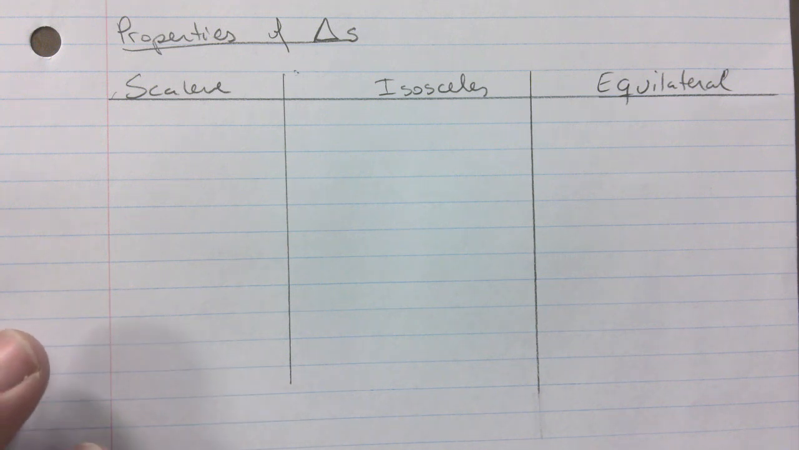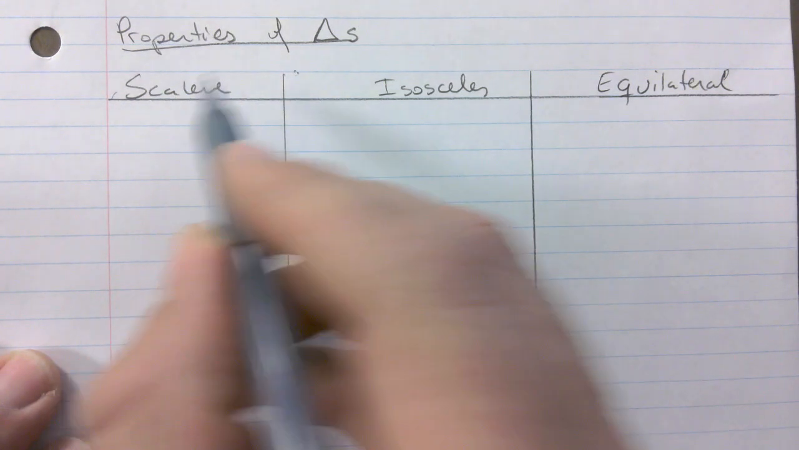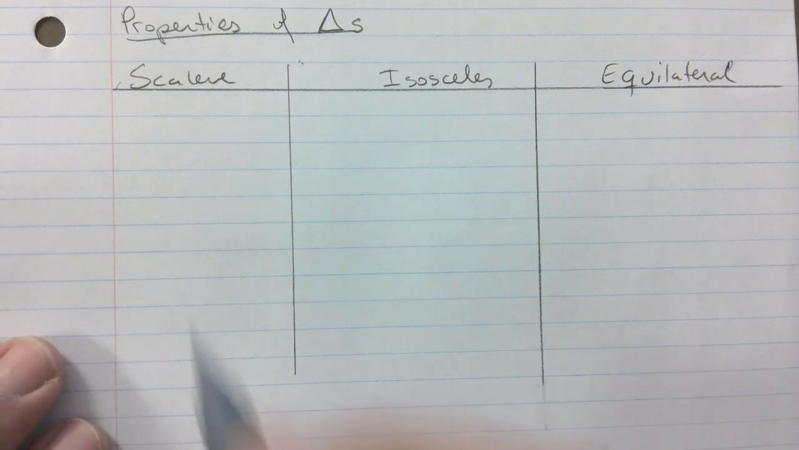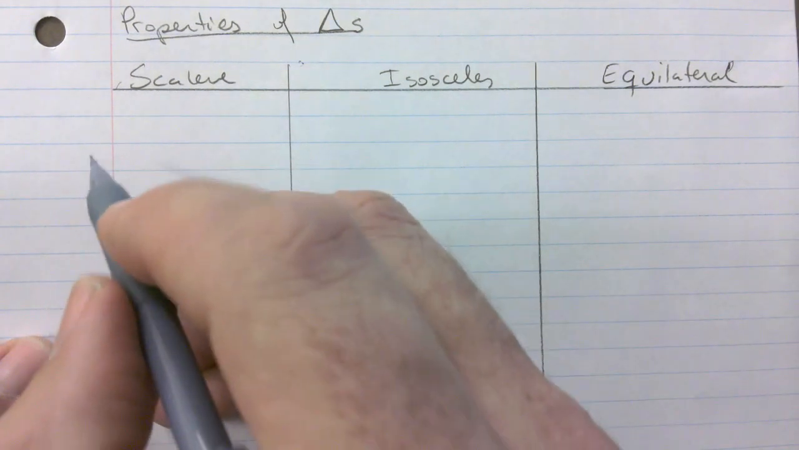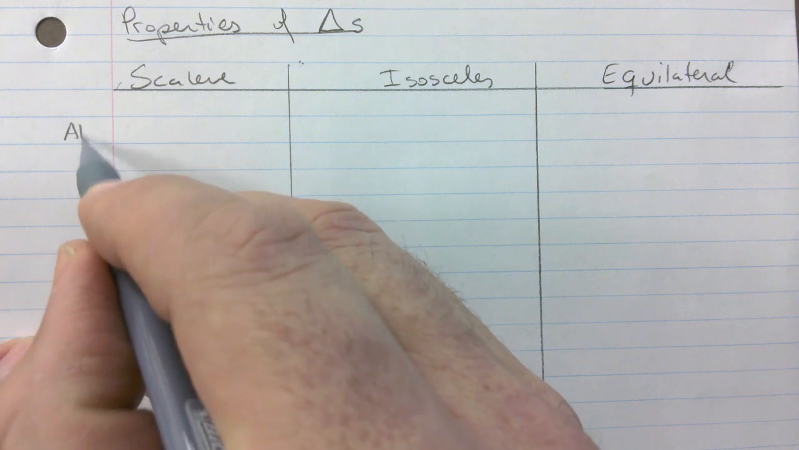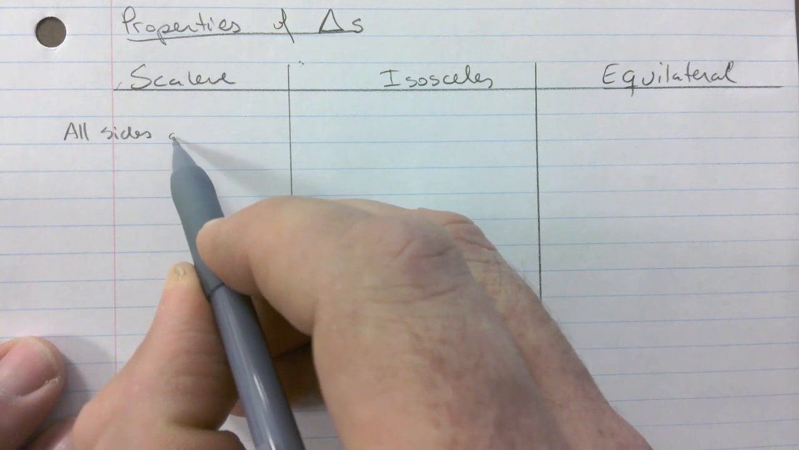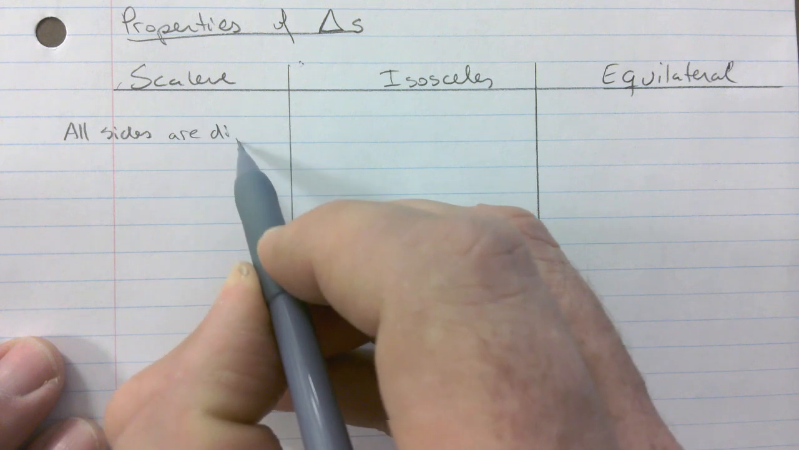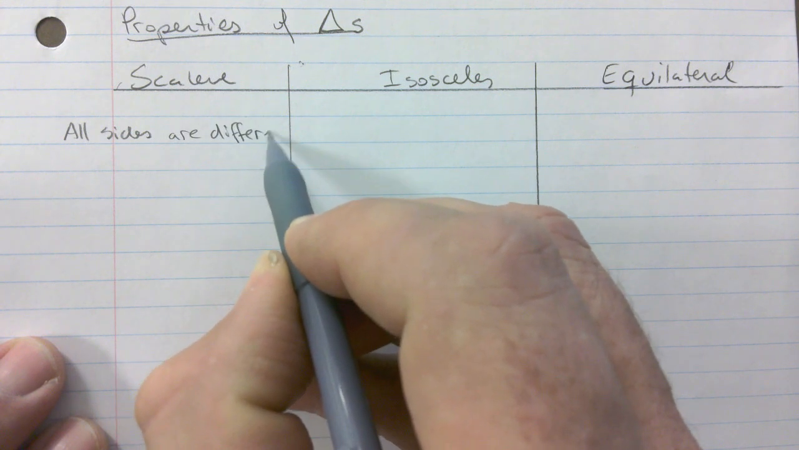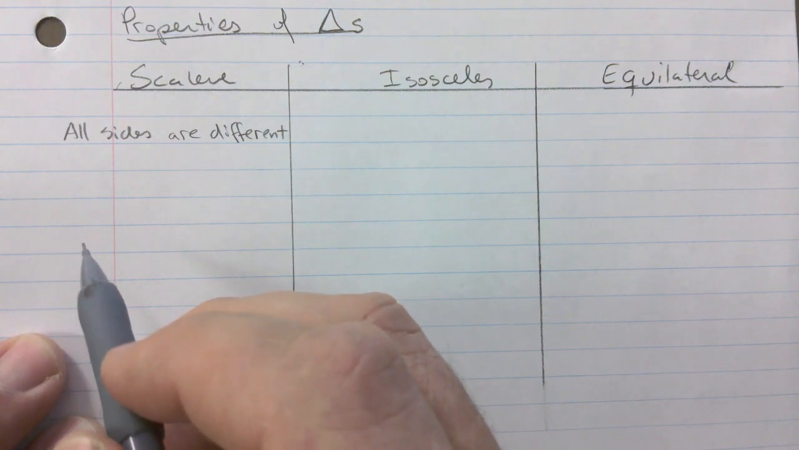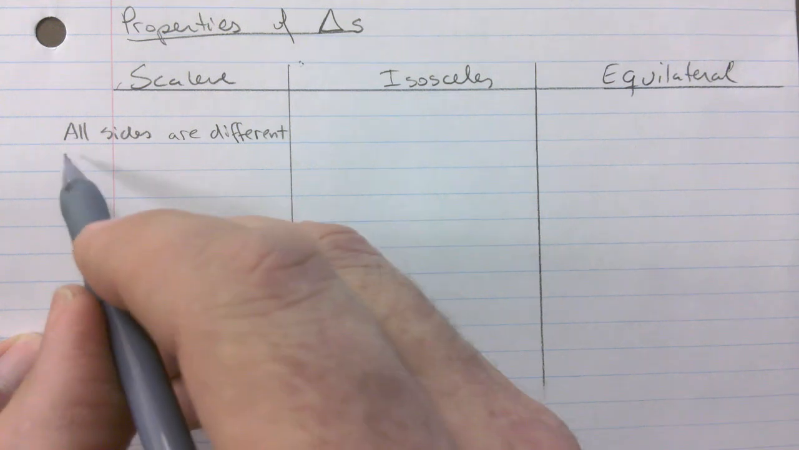So just to make sure we all have background knowledge, we have our three main types of triangles: scalene, isosceles, equilateral. Scalene, all sides are different. And if all sides are different, what do we know about all angles? They're all different.